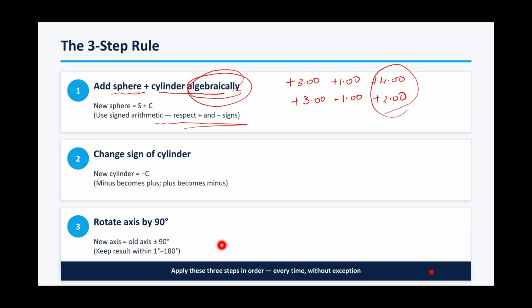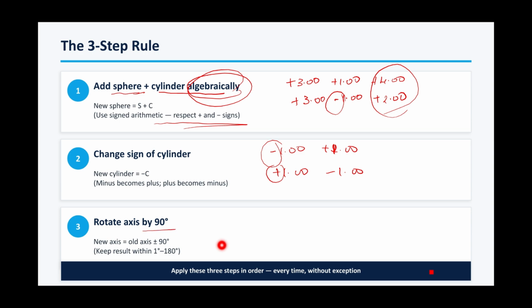What is the next step? The next step is not a big issue. All you have to do is change the sign of the cylinder. Suppose the prescription is -1, all you have to do is make it into +1. If the prescription is +1, just change it into -1. So just change the sign of the cylinder. Now what is the third step? The third step is to rotate the axis by 90 degrees.